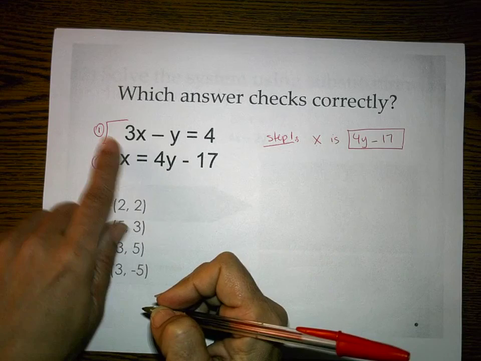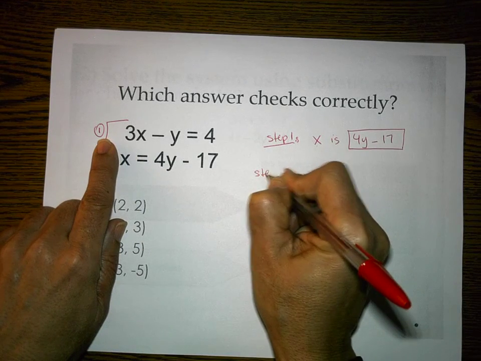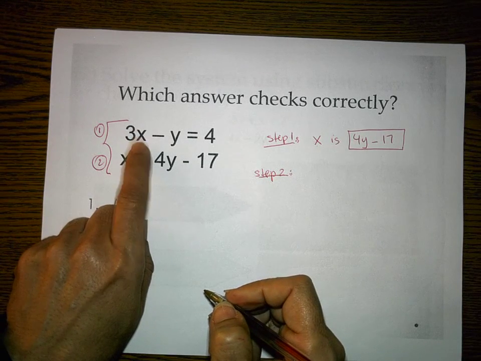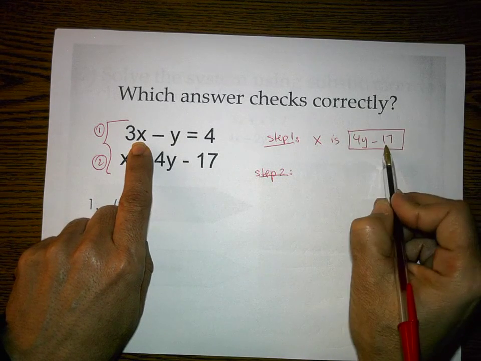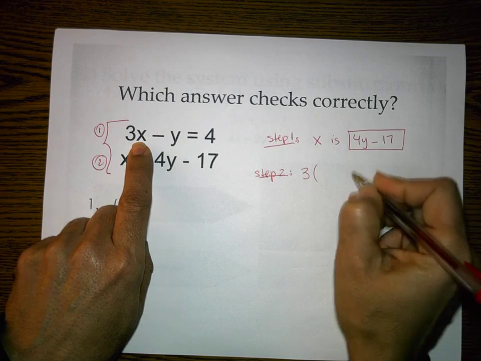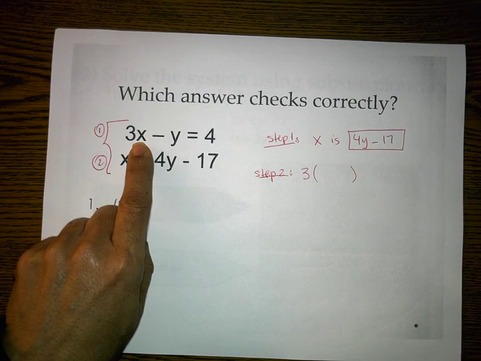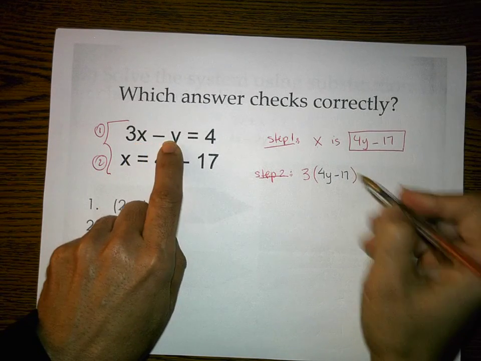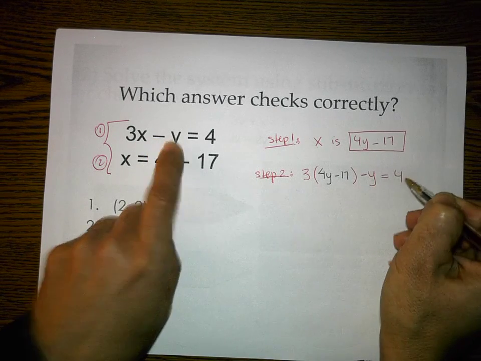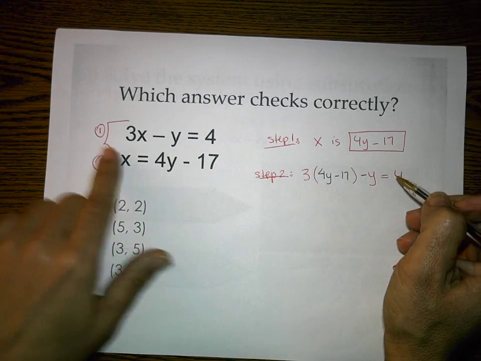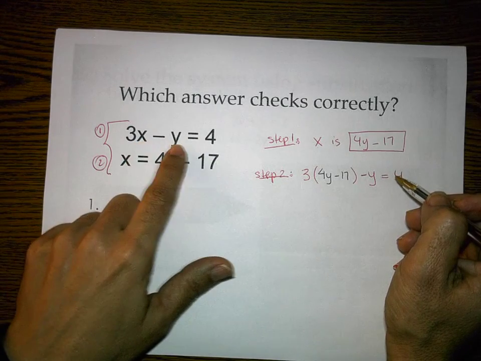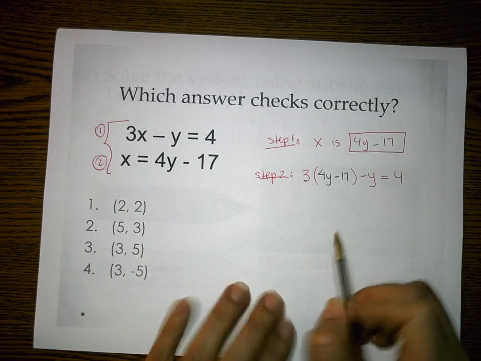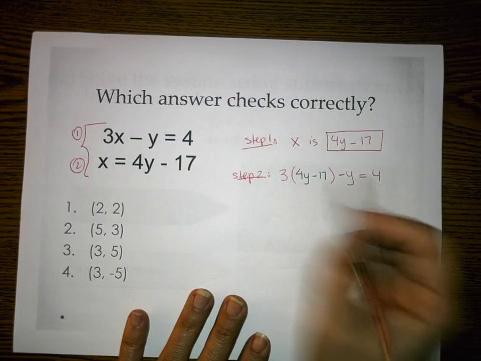Then I'm going to come to equation number 1, which is my step 2. Step 2, I'm going to pick equation number 1, and in the place of the x, I'm going to write 4y minus 17. So 3 times, I'm going to open a parenthesis, because instead of the x, I'm going to write 4y minus 17. Minus the y that was already there equals 4. As you can see, I grabbed equation number 1 that had x's and y's, and I rewrote it with just y's. Now it's an equation with just one variable, and we know how to solve that. Let's go ahead and distribute here.